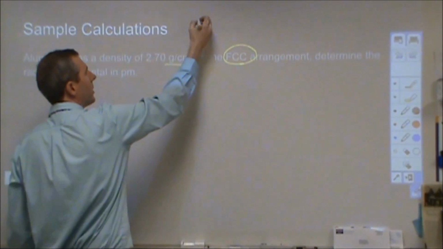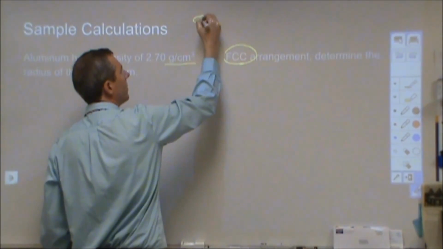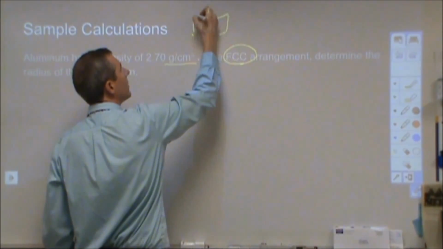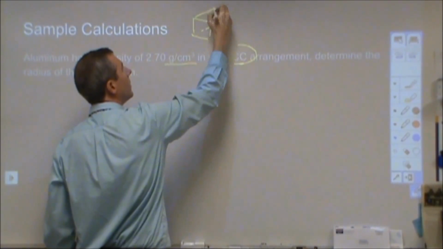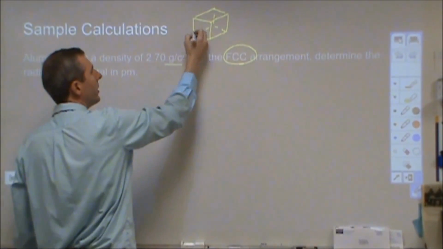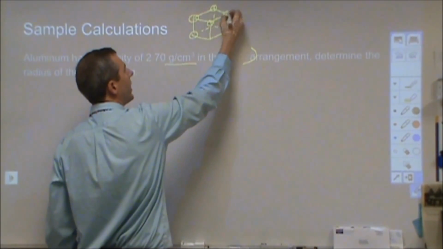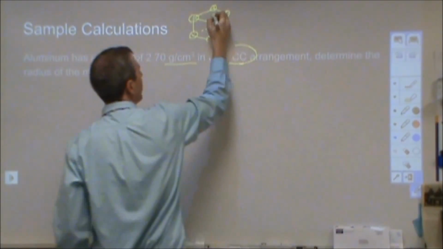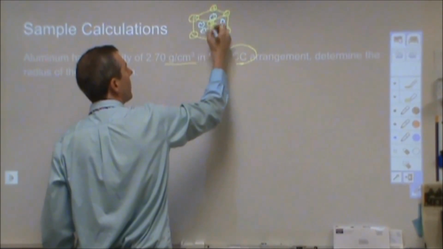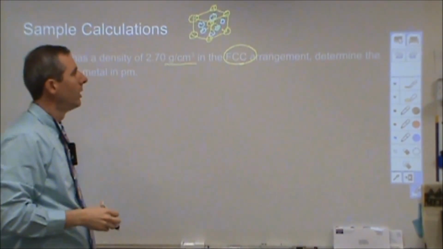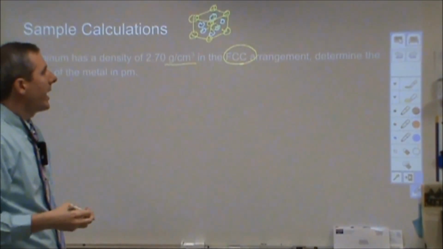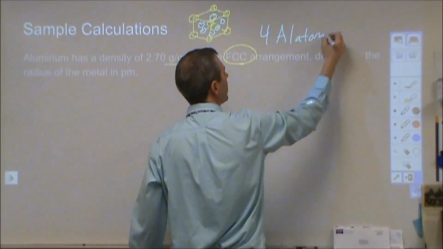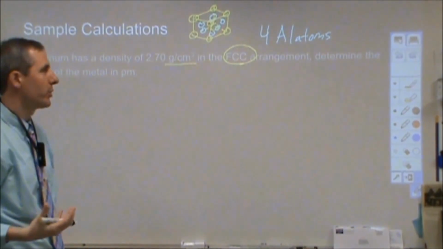Face-centered cubic, let's start with a picture, just to get warmed up here. So let's get our cube. Okay, so face-centered cubic, we're going to have 1 on each face. We're going to have our 8 corners. And for face-centered cubic, let's put blue, 1, 2, 3, 4, 5, and the bottom 6. So for face-centered cubic, how many atoms do we have? So we have 4 aluminum atoms, 1 from the corners and 3 from the shared faces.